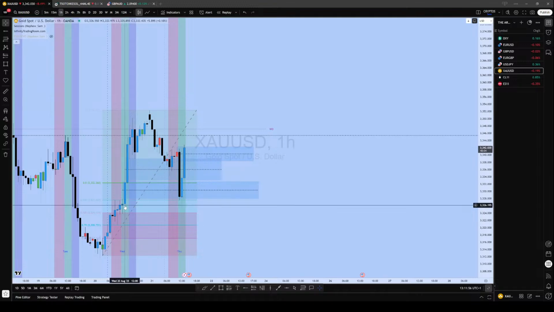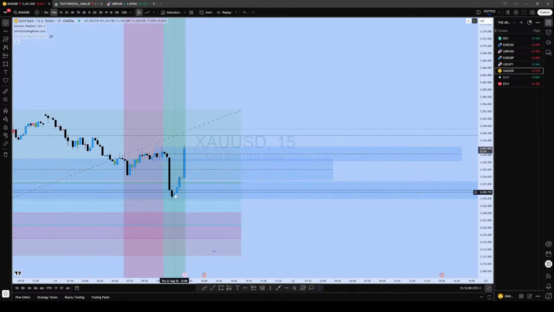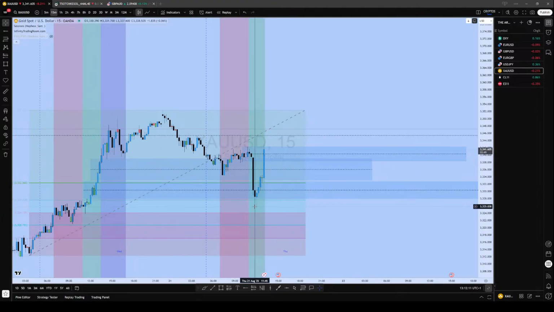And then it stopped me out, and as soon as it stopped me out on the 15 minutes, I saw this rejection, so I bought it back again. That's why my entry is at 3329, after this candle rejected.